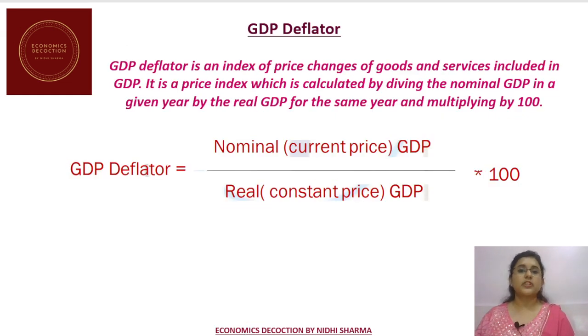Now comes the concept of GDP deflator. GDP deflator is an index of price changes of goods and services included in GDP. It is a price index which is calculated by dividing the nominal GDP in a given year by the real GDP for the same year and multiplying by 100. So when we divide the nominal GDP, that means the GDP at current prices, by the real GDP, that is the GDP at constant prices or at base prices, into 100, then we get the GDP deflator. It is an index of price changes of goods and services included in the GDP.